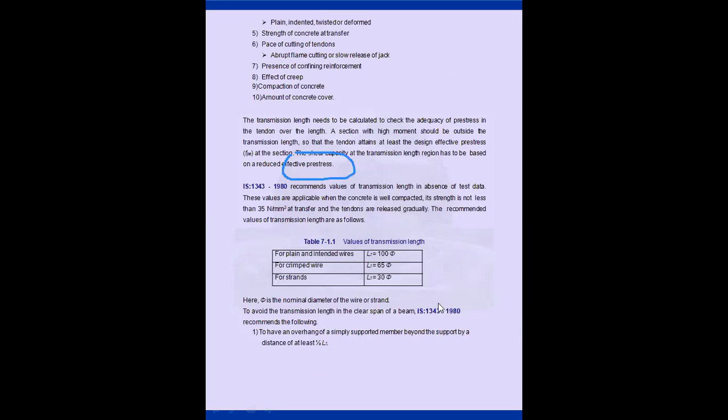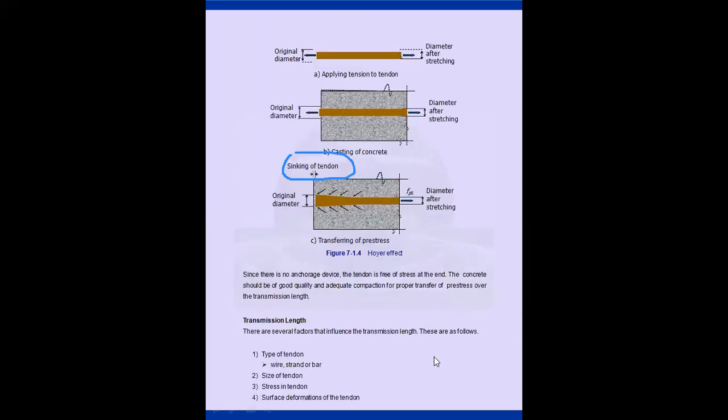The transmission length always depends on a few parameters. What are the parameters that influence the transmission length? Transmission length, you all understand, is the length required at the ends of a pre-stressing member for building up the pre-stress in the concrete. To induce pre-stress in the concrete, you require some length of that member to transfer the force to the concrete. That length is called transmission length. It is also called transfer length.